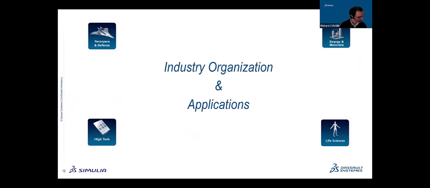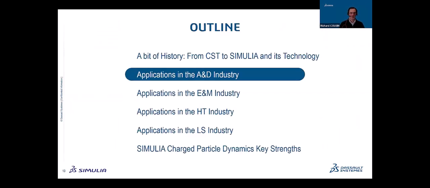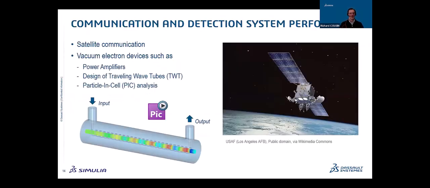Let's now have a look at the different applications that we can target also with this technology. Let's first start with the aerospace and defense industry. Here you have an example which is related to communication and detection system performance. So you have the Earth, you can see on the picture on the right-hand side, and then you have a satellite, and the communication between the satellite and the Earth has to be performed with some high-powered devices which are then embedded into the satellite.